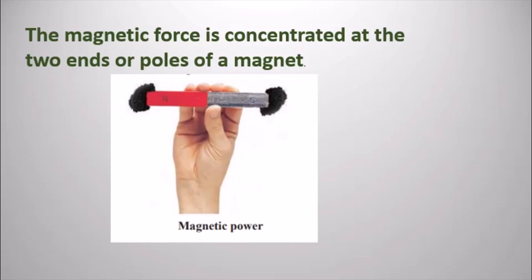All the magnetic force is concentrated at the two ends, or poles, of the magnet. If you take a bar magnet and roll it through a mixture of sawdust and iron filings, you will see that all the iron filings get attracted towards the ends only. Nothing gets attracted in between. Why is this happening? Because most of the magnetic force is concentrated at the poles.